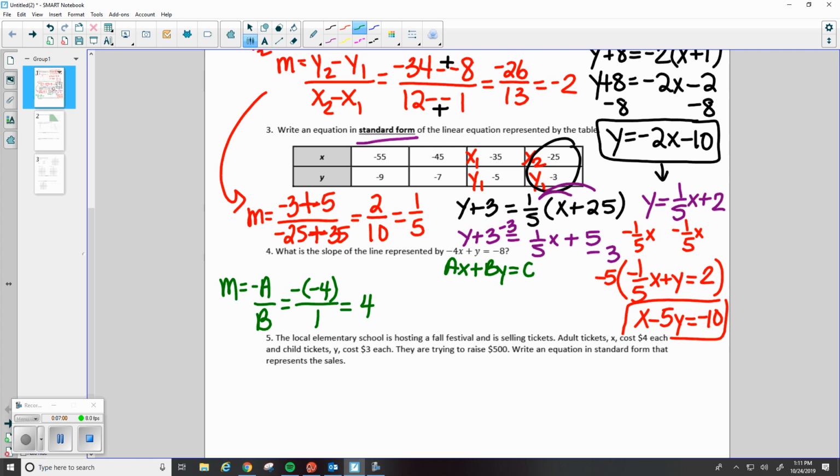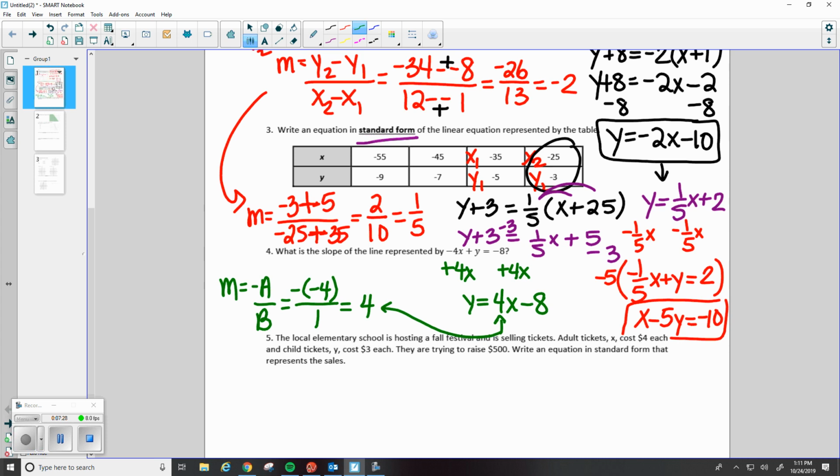If you don't like that method, which is fine, it's not my favorite either, I can get it into slope-intercept form, which I think is just as easy. So I'm going to add 4x to both sides here. And I get that y is equal to 4x minus 8. And here is your slope, again, positive 4.